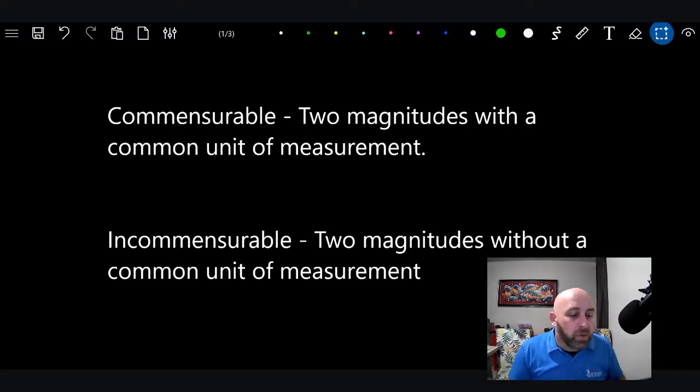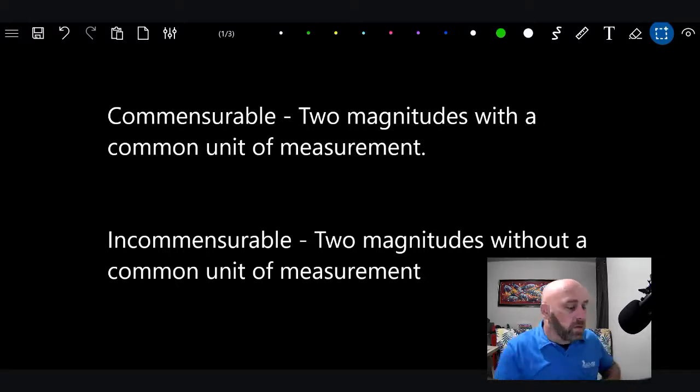Incommensurable is when you have two magnitudes without a common unit of measurement. So now we're talking about apples to oranges. We're talking about two different things, and we can't really compare them because they're two different things. Can we make some comparisons? Sure, but when we're talking about these numbers, we can't put them into a ratio. We can't figure them out.